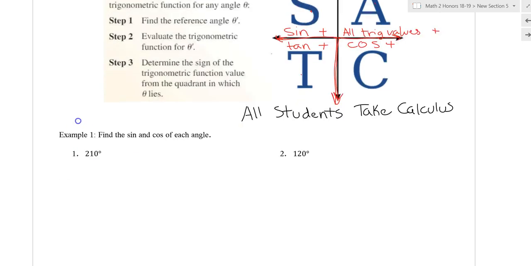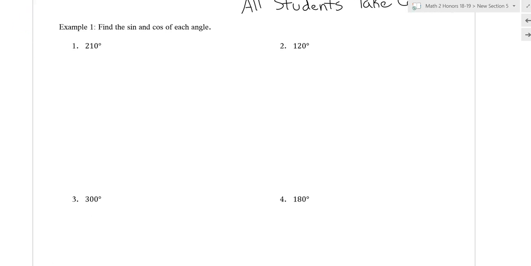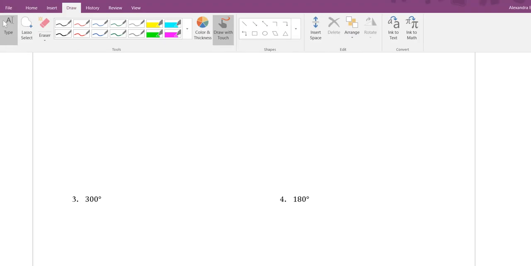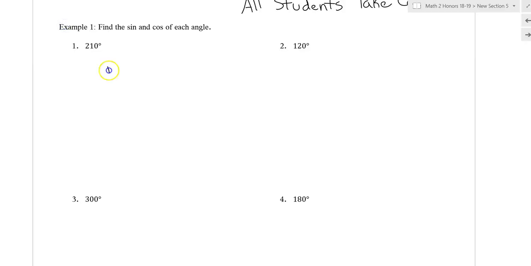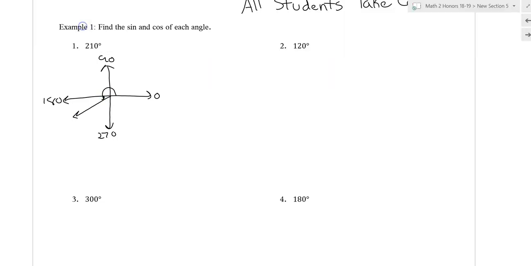So let's look at an example. For number 1, our first step was to find the reference angle. So we're always going to start by drawing. So I have 210 degrees, so that's 0, 90, 180, 270. So it's going to go here. So it's in quadrant 3. Right?